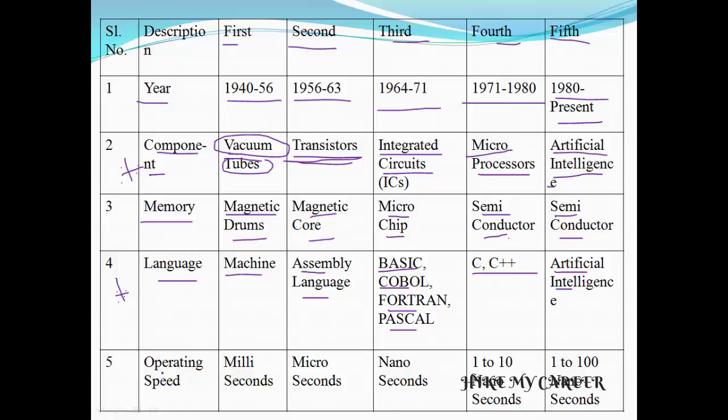Next is operating speed. Operating speed for first generation is milliseconds. Second generation is microseconds. Third generation is nanoseconds. Fourth generation is 1 to 10 nanoseconds. Fifth generation is 1 to 100 nanoseconds. So it is very important. Component and languages are very important. Friends, please note the component and languages.